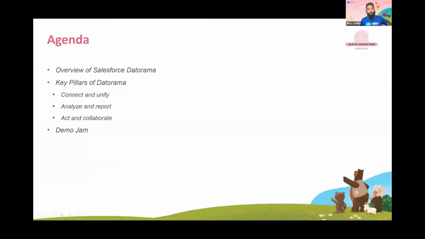So this is our agenda. We'll give you an overview of Salesforce Datorama, and then we'll talk about the key pillars of Datorama, which are connect and unify, analyze and report, and act and collaborate. At the end, we'll also quickly walk you through a demo jam, just to give you a look and feel of how the platform looks and what all you can do in the platform. And then we'll help you with some guidance on how you can take it forward from here as well.